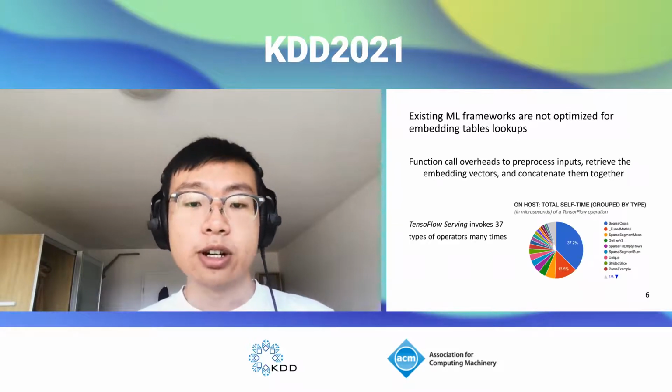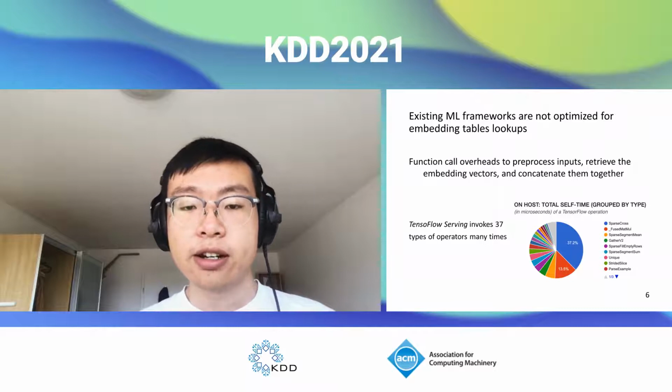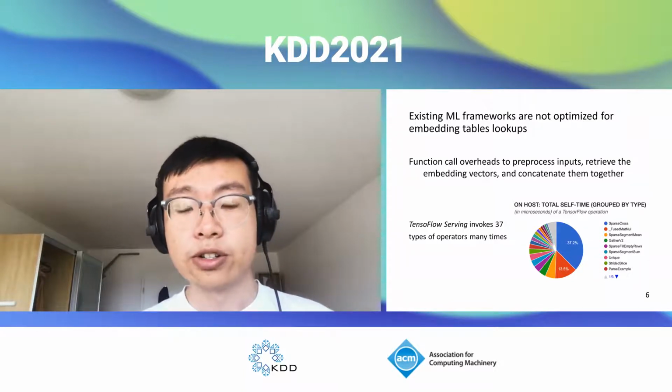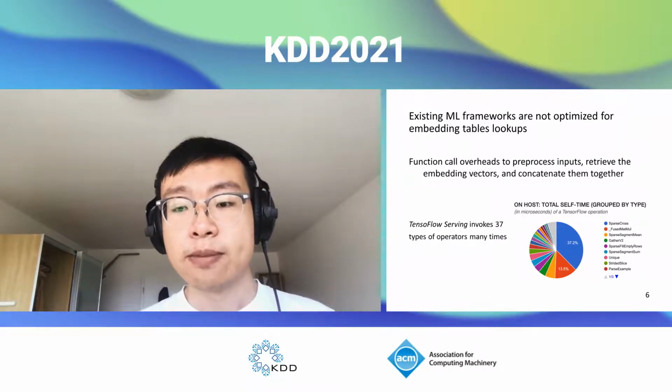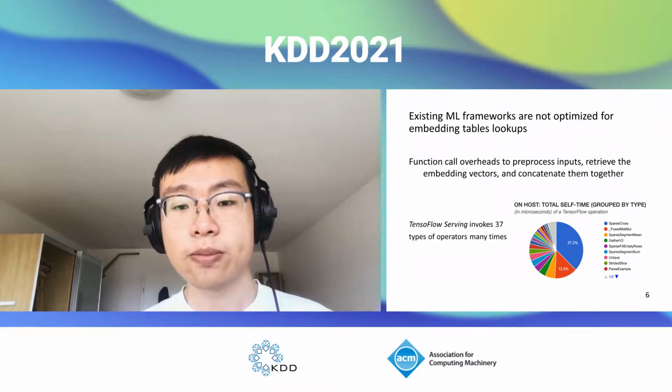Another problem is that the machine learning frameworks today are not optimized for embedding table lookups. According to our observation on TensorFlow Serving, which is already optimized for machine learning inference, there are 37 types of operators invoked in the embedding layer, such as gather, sparse cross, etc.